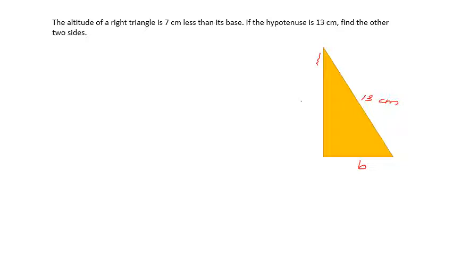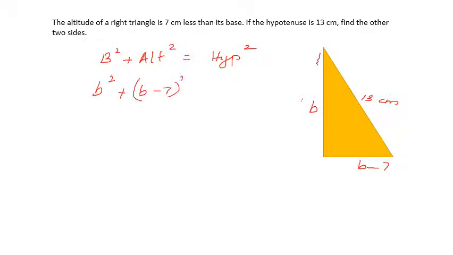So let us take this as the base. So we have this as b minus 7 and this is the base. Okay, so what do you get? Altitude of a right triangle is 7 cm less than its base. Then the hypotenuse. What is the connection between base, altitude and hypotenuse? Base square plus altitude square is equal to hypotenuse square. So base square is b square plus altitude b minus 7 whole square is equal to hypotenuse square. Hypotenuse is equal to 13 square.